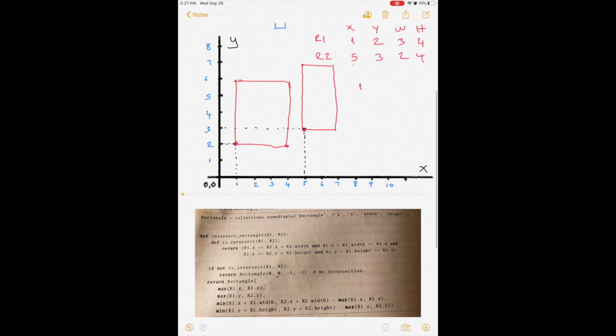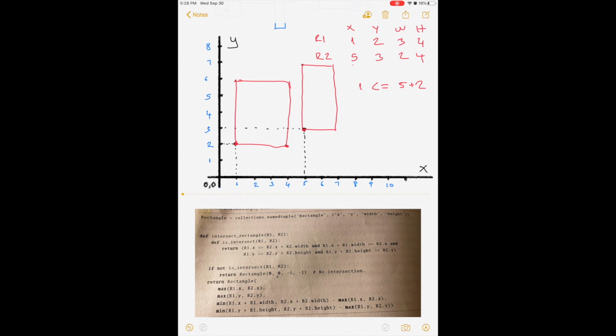So I'm walking through this code where at the very top we have this rectangle object. I think it's pretty straightforward, basically a Python object, and we have intersect rectangle R1, R2, right? And we come to the isIntersect method. Here we're looking at R1x less than or equal to R2x plus R2 width. Basically, R1x is 1, and R2x plus R2 width is x 5 plus 2 right here, right? It is less than or equal to 5 plus 2. Is that true? That's true.